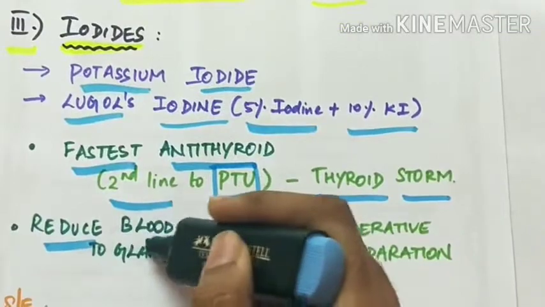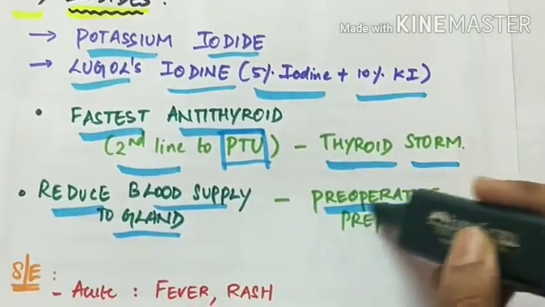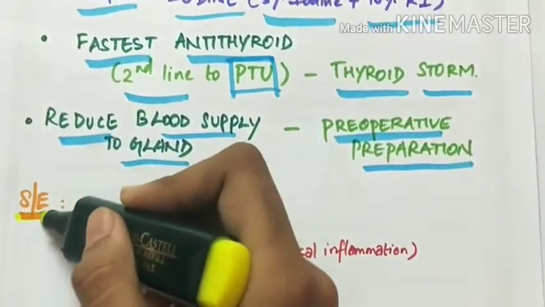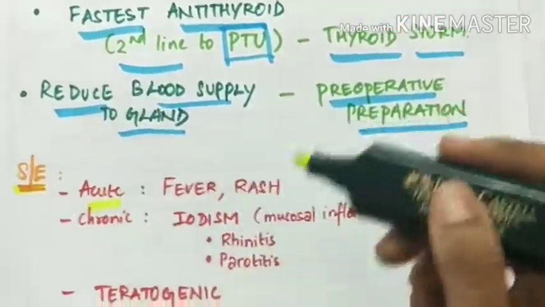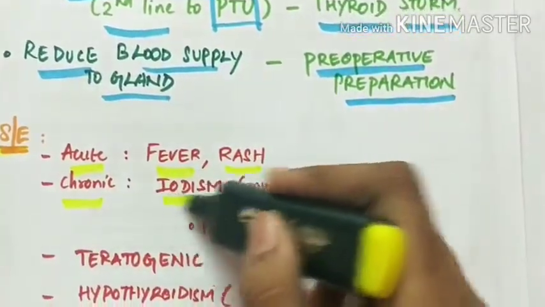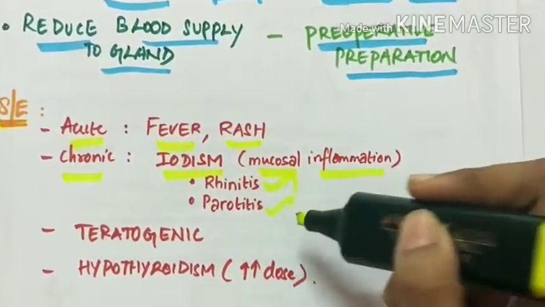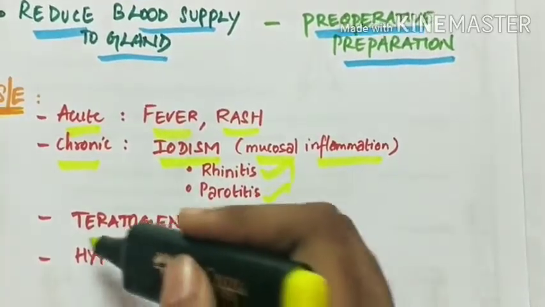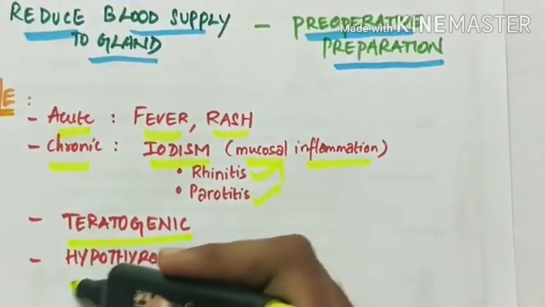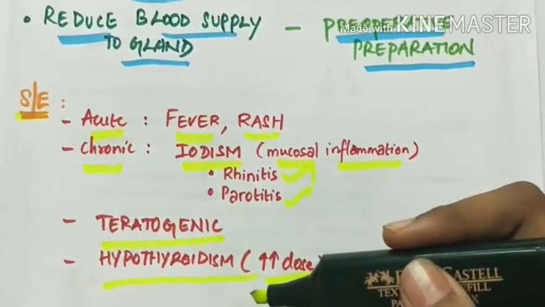They also reduce the blood supply to the gland and thereby shrink the thyroid gland. So they are used in pre-operative preparation. The acute side effects of iodide group of drugs include fever and rash. Chronic side effects may produce iodism, that is mucosal inflammation like rhinitis and parotitis. And these iodides are teratogenic, so they should not be used in pregnancy. And in increased doses, they lead to hypothyroidism. This is about iodides.